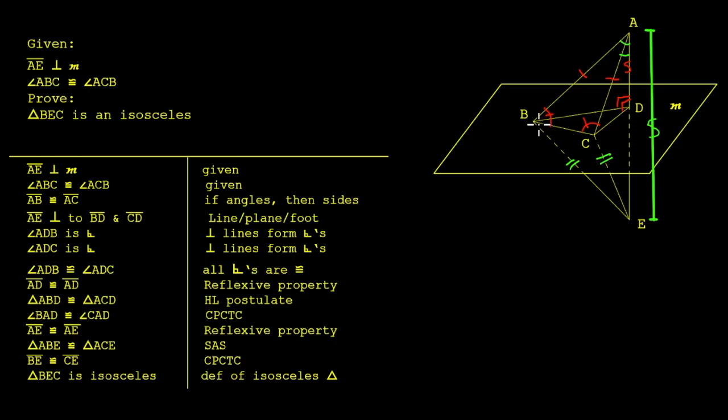And therefore you can see triangle BEC has two congruent sides. So triangle BEC is isosceles, definition of isosceles triangle. As always, 3D takes a lot of envisioning. Just work it through several times.